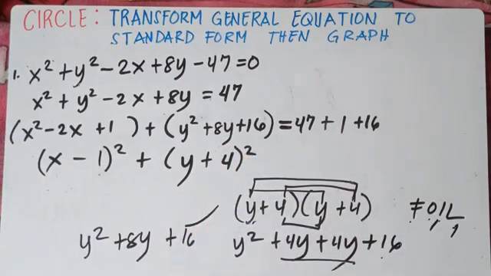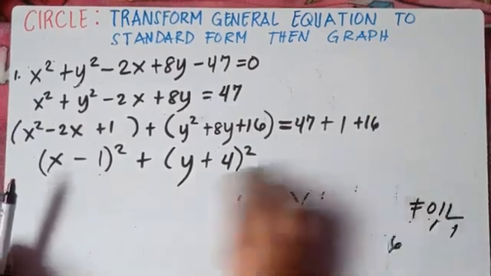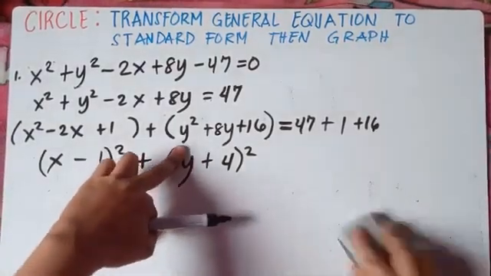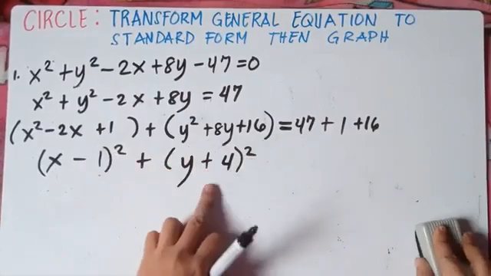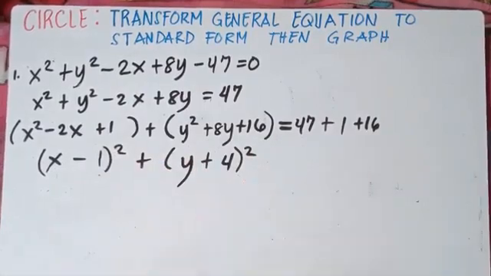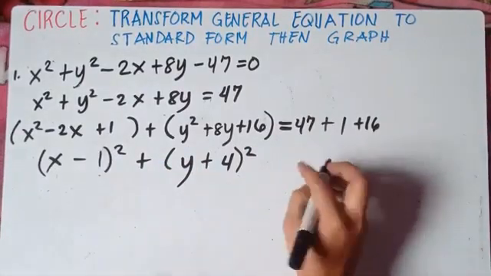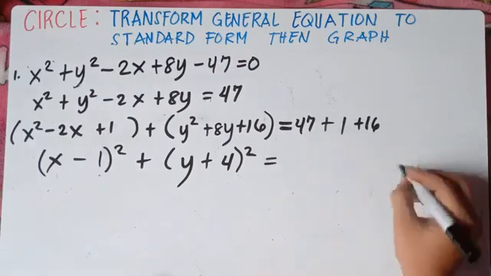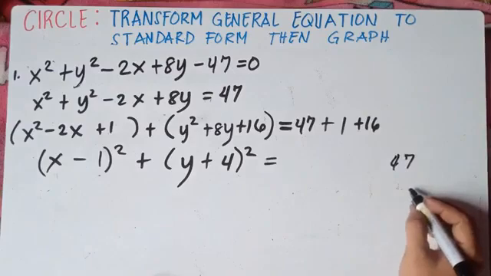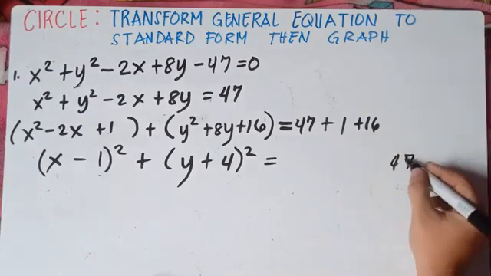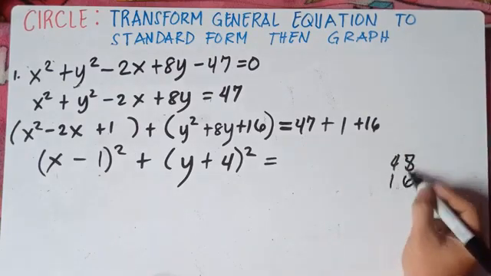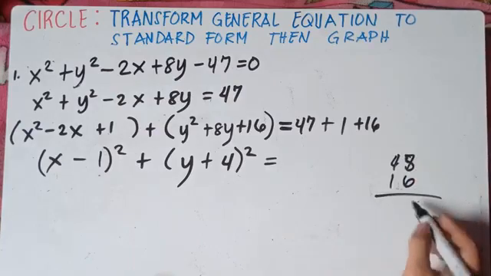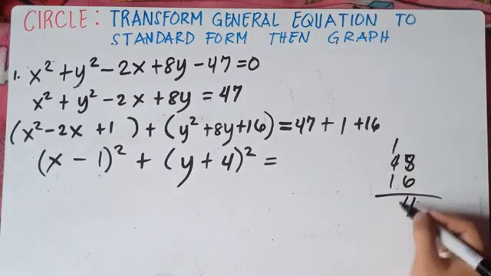So to make it short, class, just simply get the square root of the first term, then the square root of the last term, then copy the sign of the middle term, then squared. Then you add: 47 plus 1 is 48, plus 16, 48 plus 16, 4, carry 1, 64.